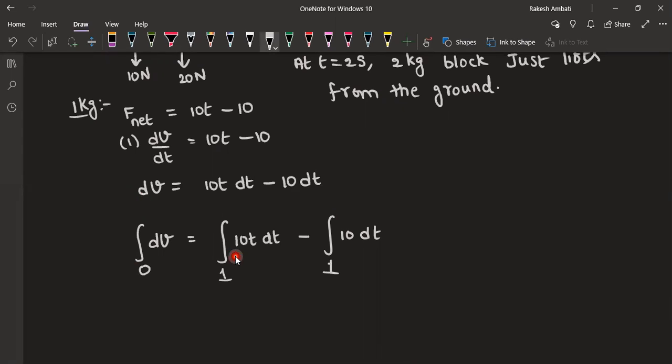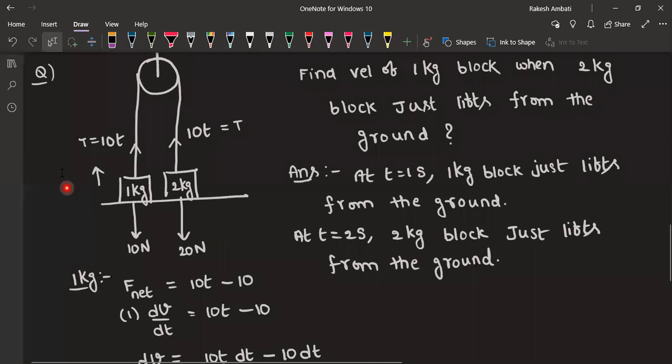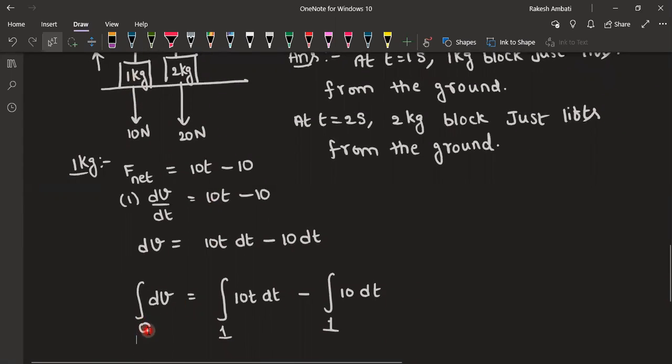Why 0? Because at t equal to 1 second, applying this tension force value, both are 10. So both are equal and now both will be balanced. If both are balanced, the resultant force is 0, acceleration is 0. So it is still at rest, so velocity is 0. So at t equal to 1 second, velocity is 0.